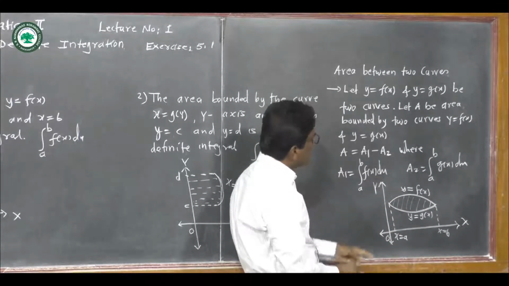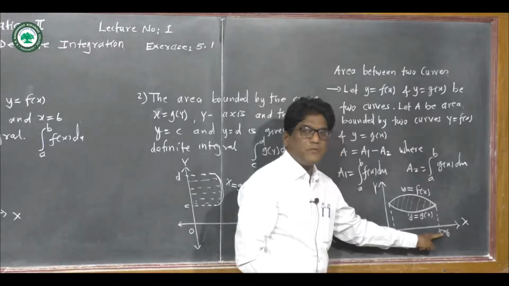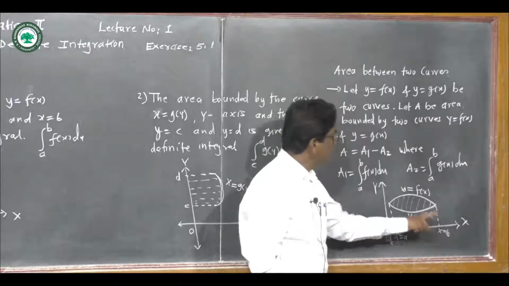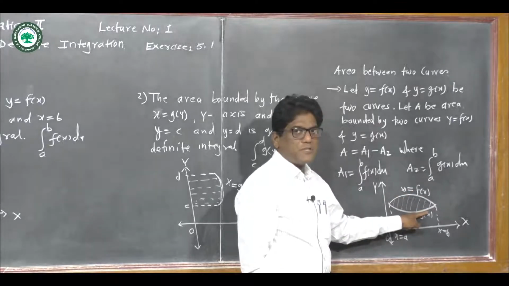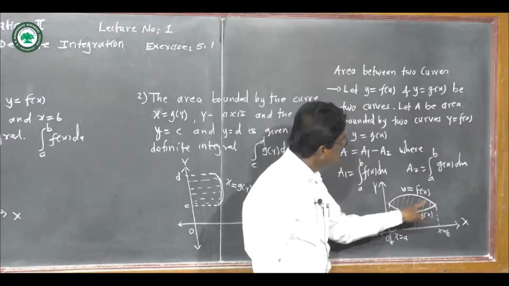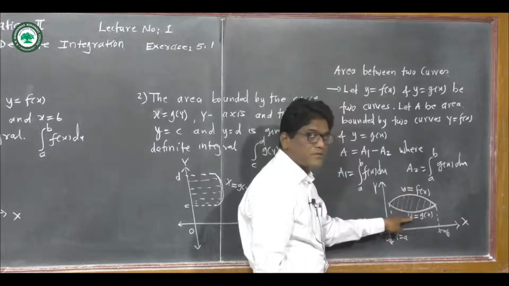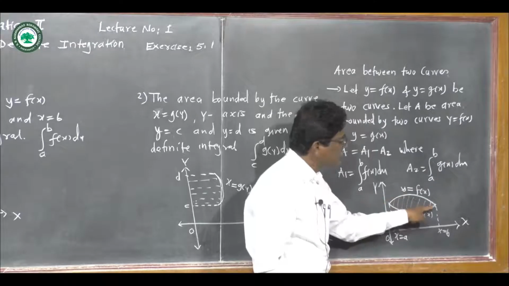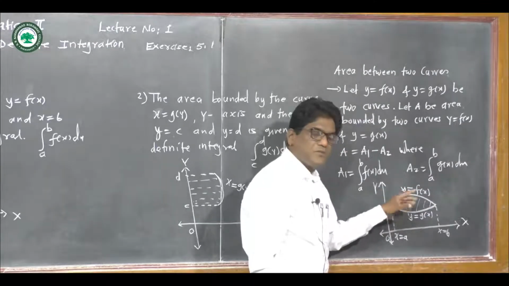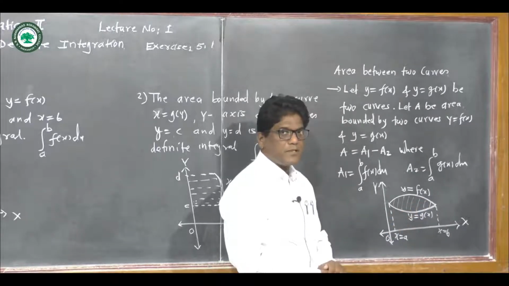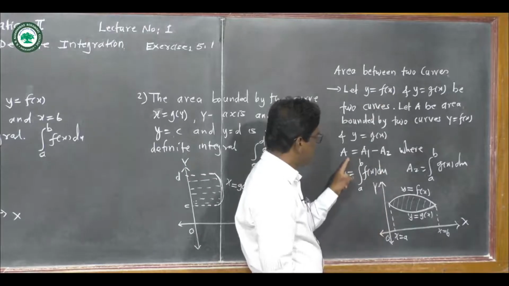And these points, x is equal to A and x is equal to B, we find by solving the two equations, y is equal to f of x and y is equal to g of x. These are the points of intersection here, A and B. These are the points of intersection of these two curves. We can find these points of intersection by solving y is equal to f of x and y is equal to g of x simultaneously. Get it?